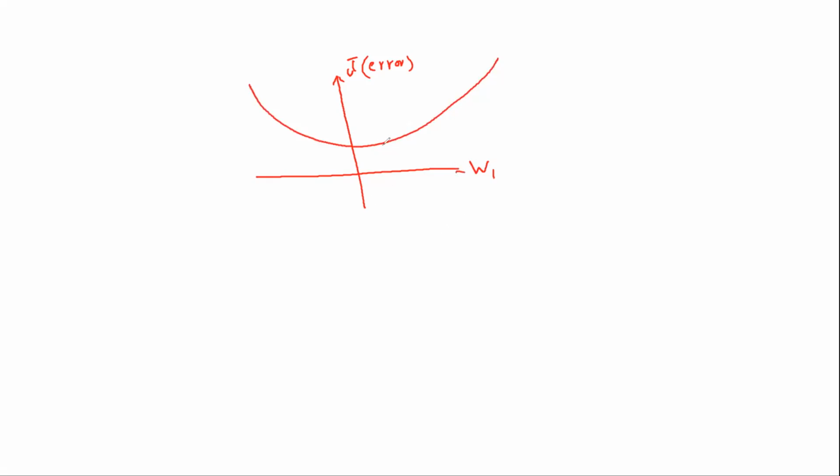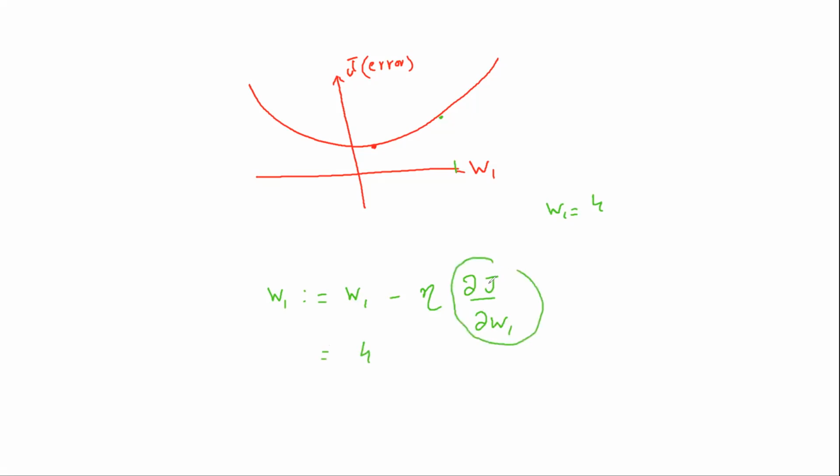Our objective is this point. Why? Because this is the point where error has the minimum value. Since I'm starting randomly, let's randomly start here. Suppose here W1 is, say, 4. Now you see what I'm saying: you have to use this expression to update the weight. Your initial value of W1 is 4. Now what is this?